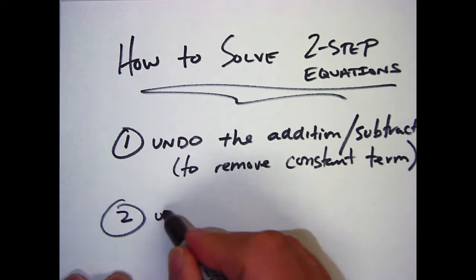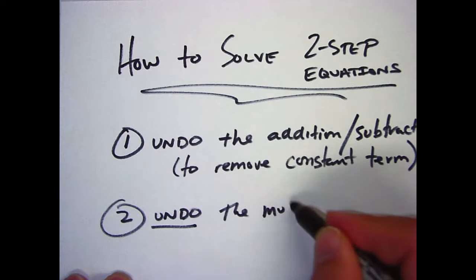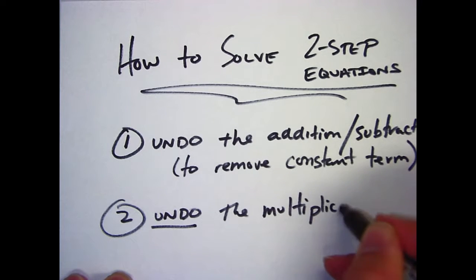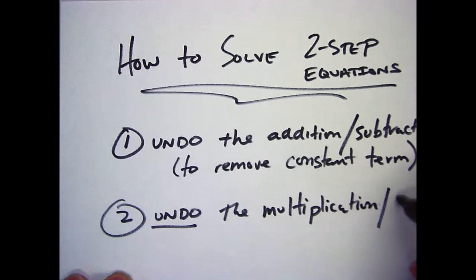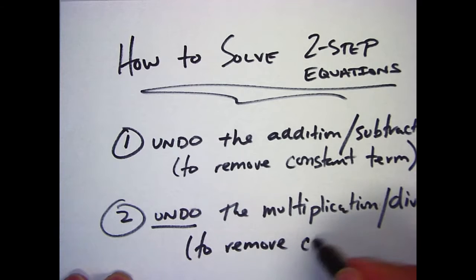The second thing then we do is we undo the multiplication, division. And we do this to remove the coefficient.